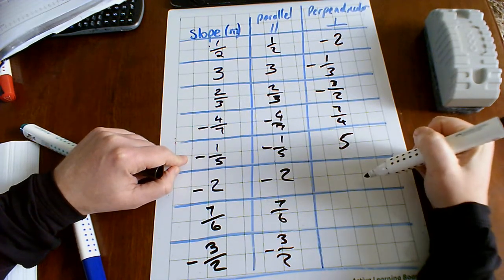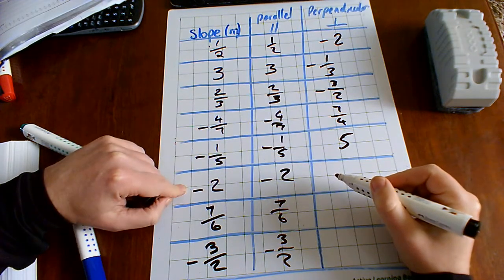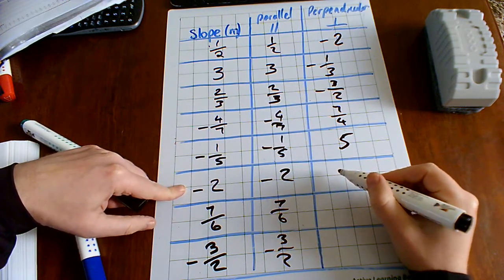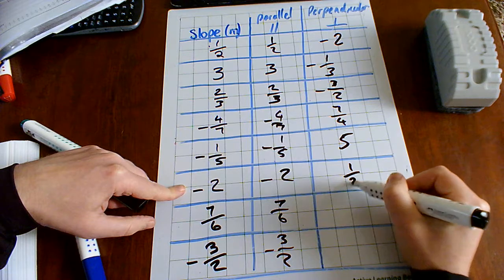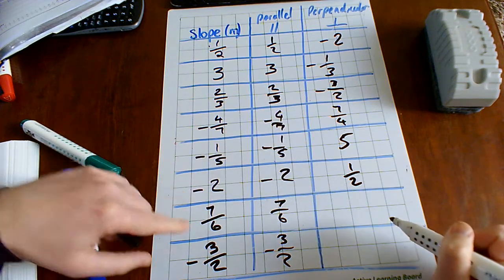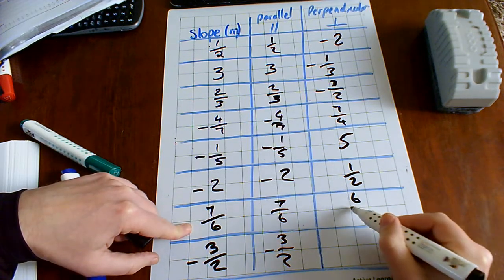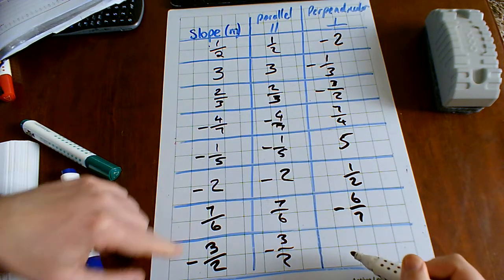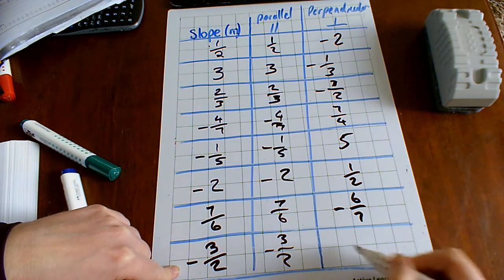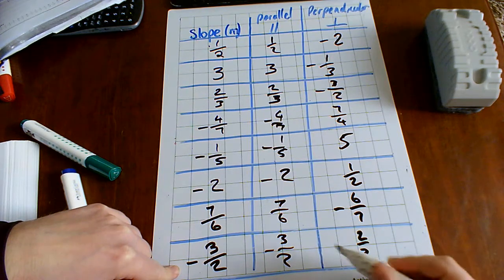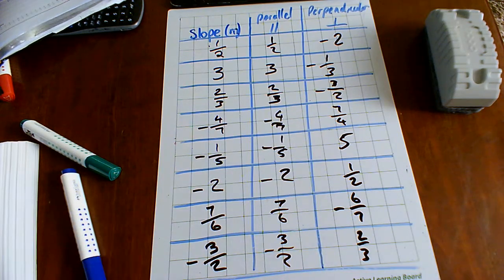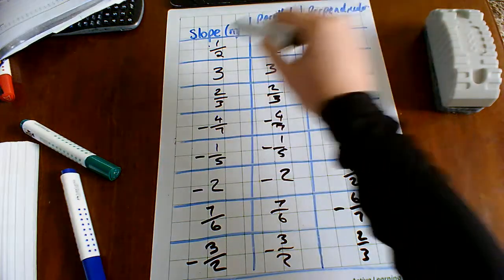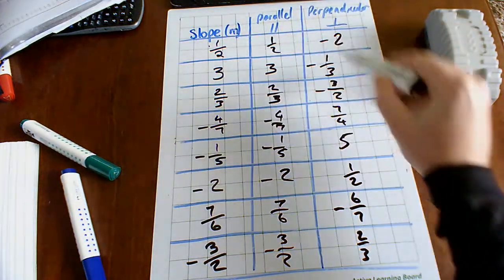and it's positive 5. This one, minus 2, the same as minus 2 over 1, flip it upside down, 1 over 2, and it's positive. 7 over 6, flip it upside down, 6 over 7, and it changes to negative. And finally, minus 3 over 2, flip it upside down, 2 over 3, and because it's a minus, it changes to positive. So these lines, the first column and the third column, are perpendicular to each other.